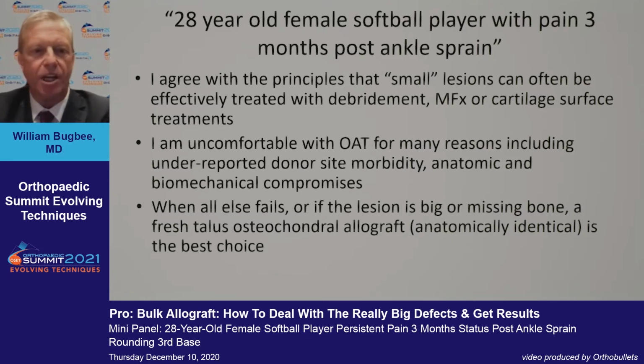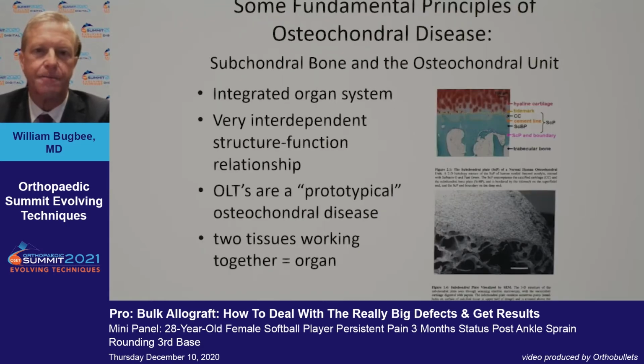To be controversial, I'm not comfortable with OAT as a knee surgeon because I think donor site morbidity is underreported. And I think there are some anatomic and biomechanical compromises. I usually see patients in referral with big lesions or missing bone. And to me, it makes complete sense to repair that defect with an anatomically identical graft of bone and cartilage. And that's why I prefer a talus osteochondral allograft.